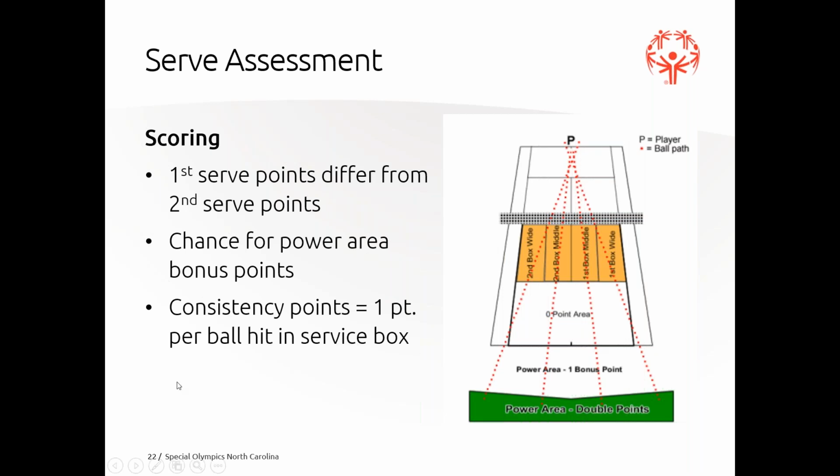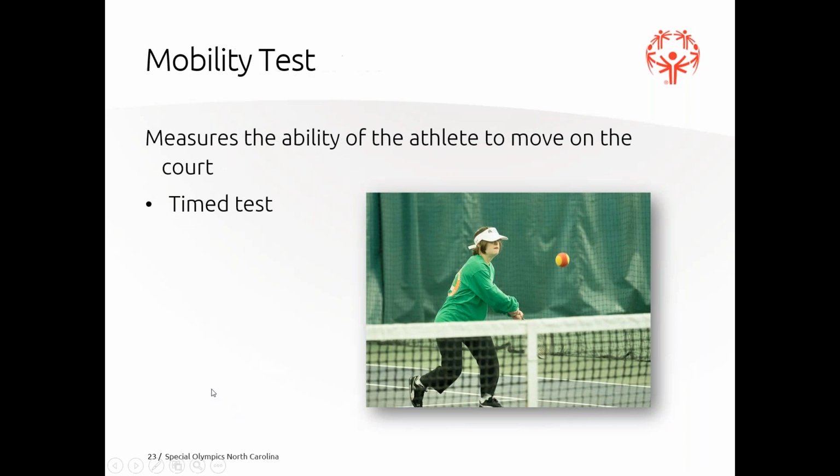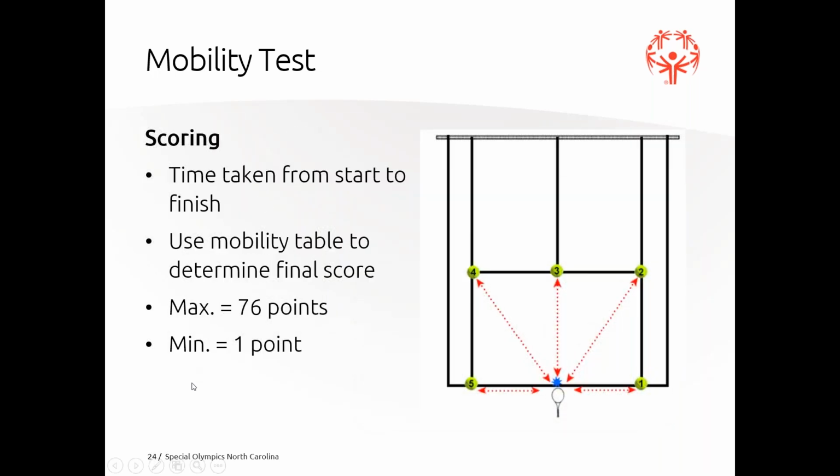Now the mobility test. The mobility test is the final test of the ITN assessment for levels 4 and 5. This assessment measures the time it takes a player to pick up 5 tennis balls and return them to a specified zone. 5 balls will be placed according to the mobility test diagram. The athlete will start in the middle of the end line.